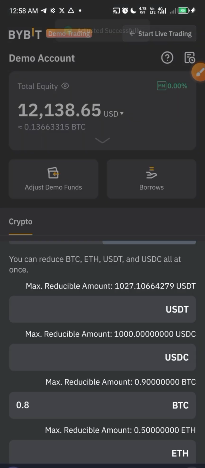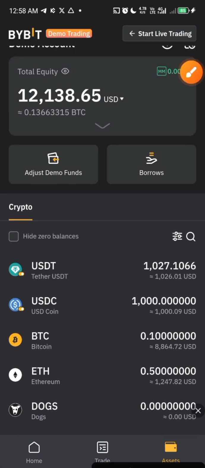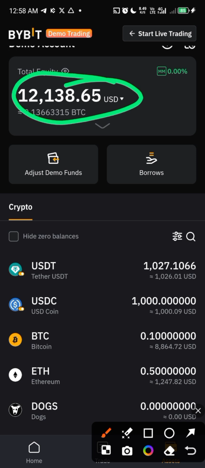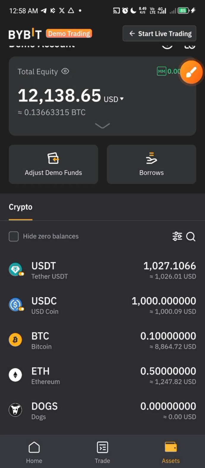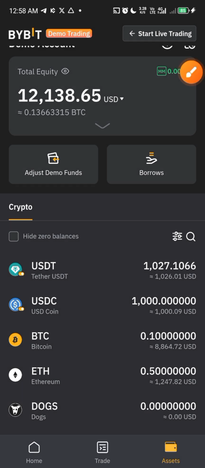So now let's click back, and now you can see what I have here is 12,000 after reducing everything. You can see it's 12,000, and if you look at my BTC right now, it's 8,000, and Ethereum is 1,200. So now I have reduced my demo account. You can also reduce it to just, let's say, everything $500, or even everything $200. The aim is for you to use a realistic amount so that you can manage your loss.